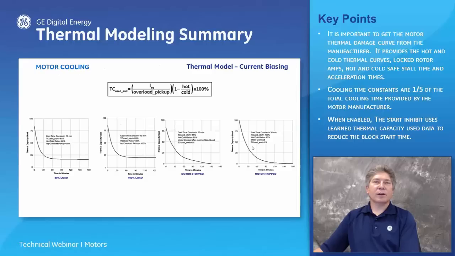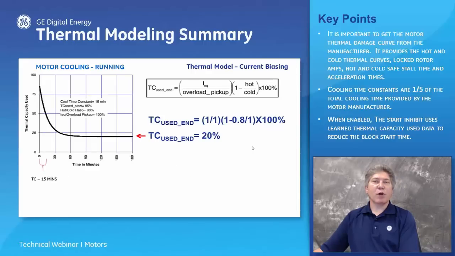Motor cooling. The equation thermal capacity used is equal to I equivalent divided by the overload pickup multiplied by 1 minus the hot over cold times 100. This equation is used to determine the steady state value of the thermal capacity used if the motor load remains constant. As a reminder, the overload pickup level is the FLA times service factor. When the I equivalent is higher than the overload pickup level, the motor is heating. If the I equivalent is lower than the overload pickup level, the motor is cooling.